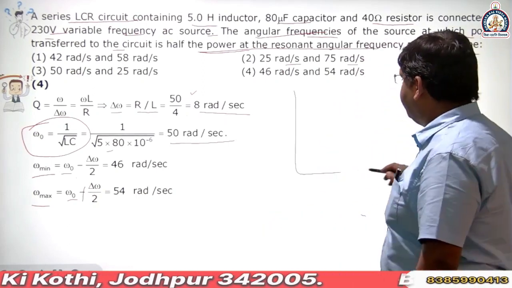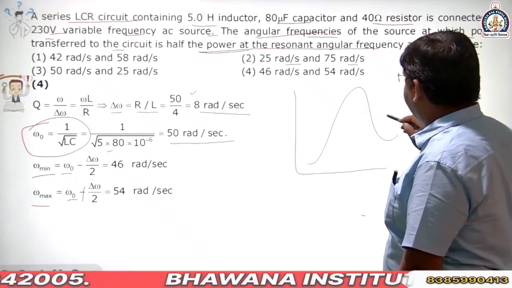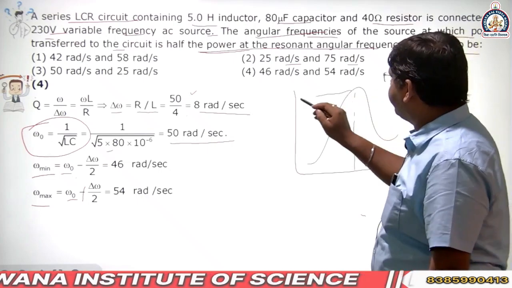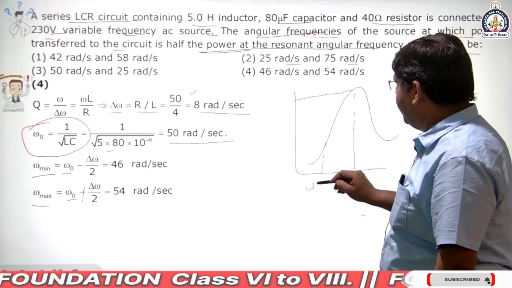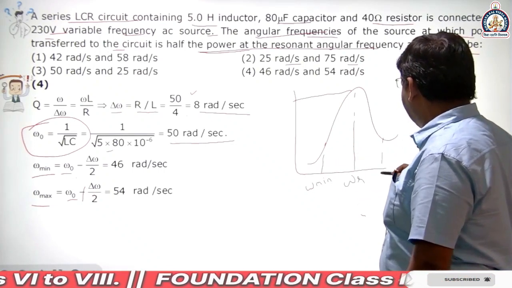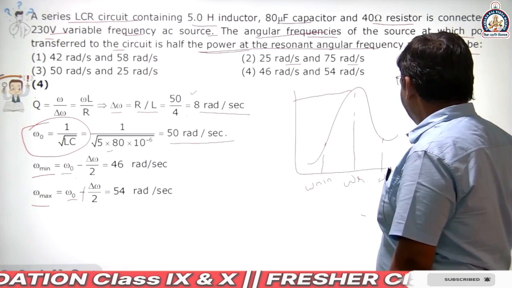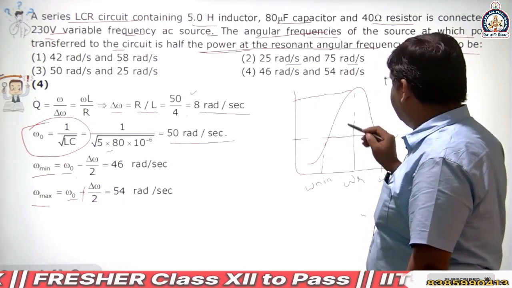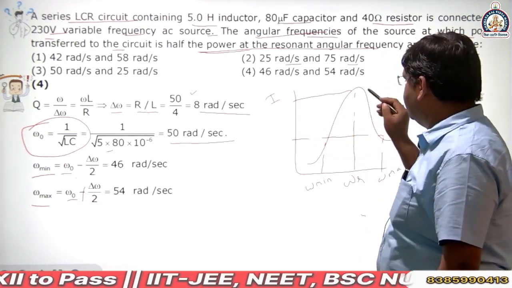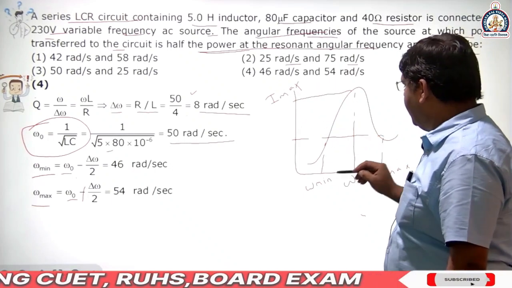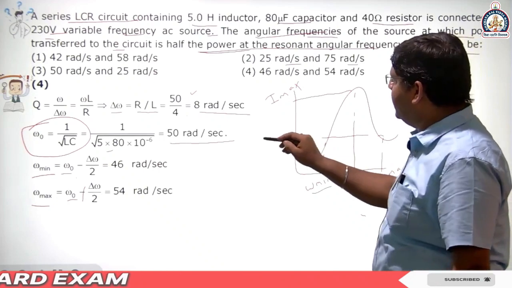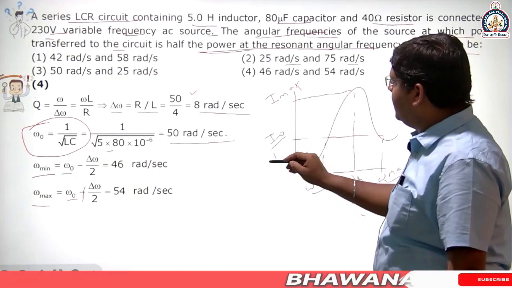If we plot the graph of resonance, we get this type of curve. This is our resonance frequency, this is omega minimum, and this is our omega maximum. At resonance the current is maximum because the impedance is minimum, and at omega minimum and omega maximum the current is nothing but I naught upon root 2.